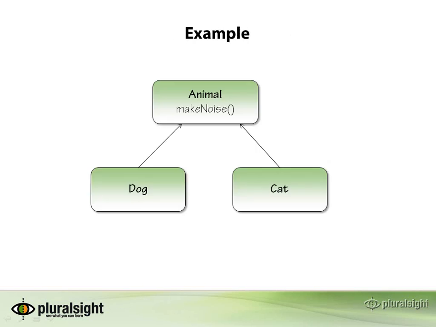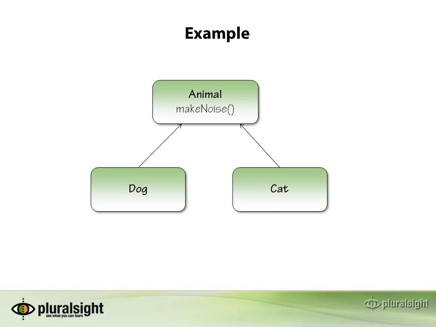So let's look at an example of this. In this case, I have our animal class here. And our animal class has a method called make noise. A lot of animals make noise, so we have a base method in our animal class called make noise. Now we're going to use inheritance here, and we have a dog and a cat, and they both inherit from animal. They're both types of animals.